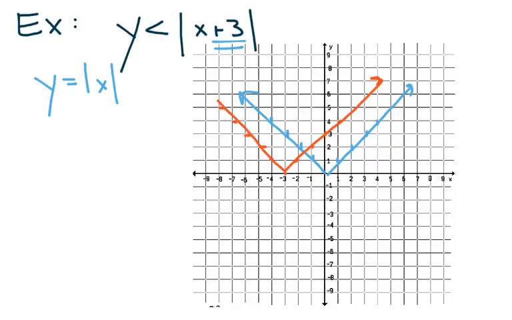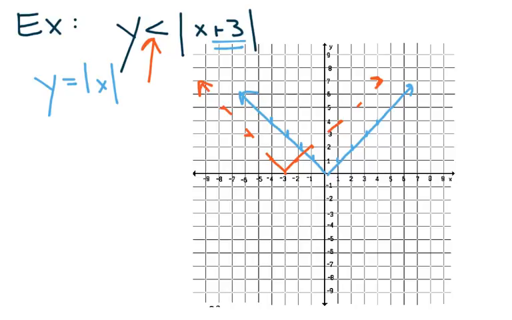And then, look at the inequality symbol. It's less than. That means that this is going to be a dashed line and not a solid. Now the next question is, where does this red line get shaded? The two regions on an absolute value graph are in the V and outside the V.